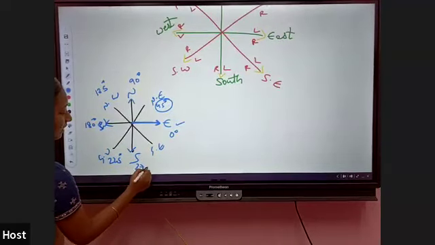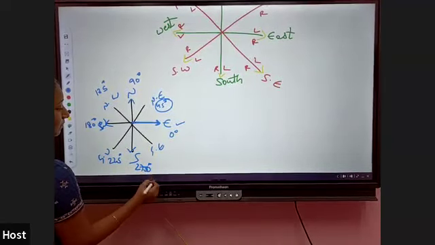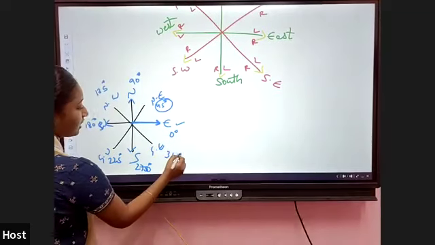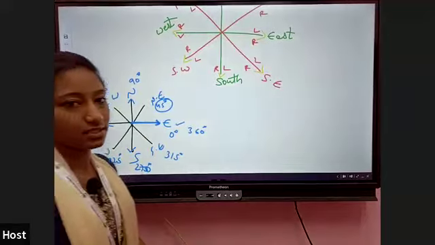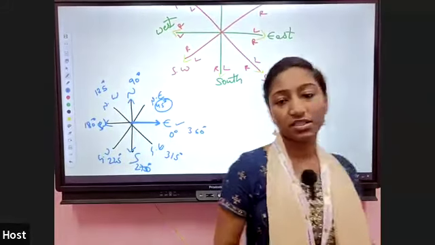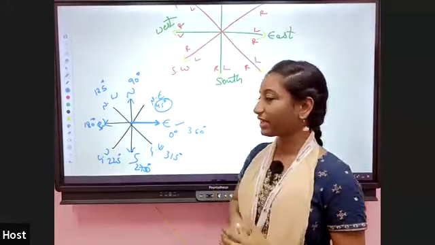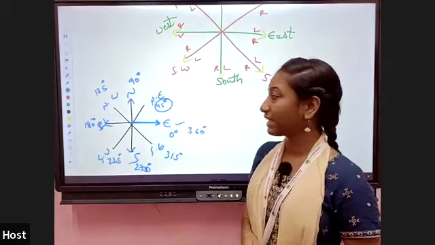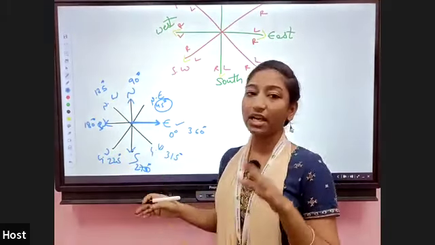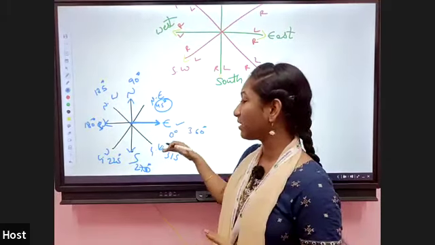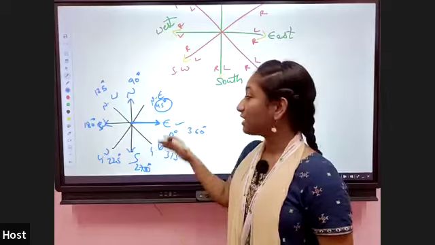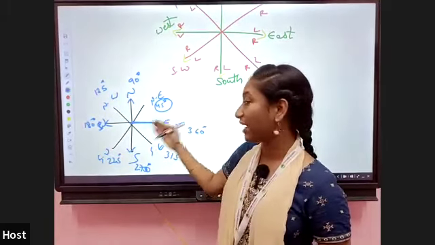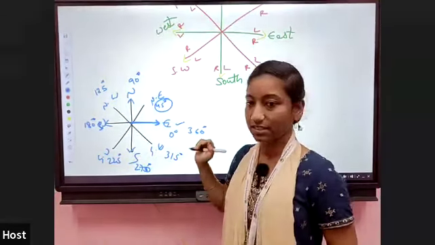225, 275, 270, 315 and 360 degrees. So we are starting from east. East to northeast is 45 degrees, east to north is 90 degrees, because the angle between the main direction and the cardinal direction is 45 degrees, whereas the angle between the main direction and main direction is 90 degrees.